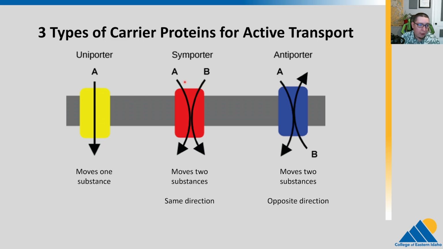On the other hand, this one here moves both A and B in the same direction. We would call that a Symporter, sym being the same, so it's moving two things in the same direction. Finally, we could have an example where we have an antiporter, where A moves in and at the same time it pulls B out of the cell, so moving two things in opposite directions.